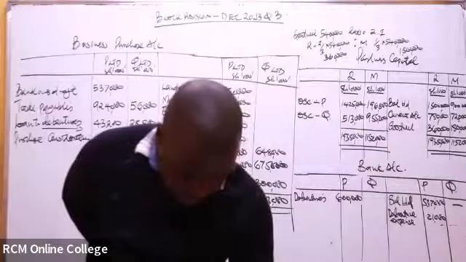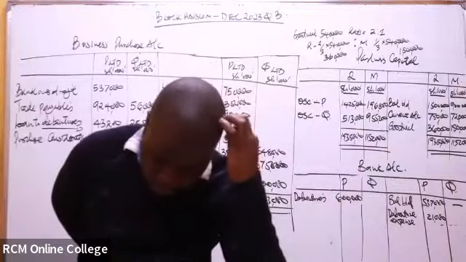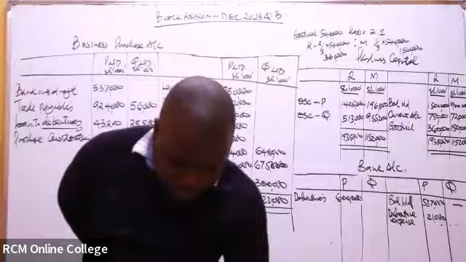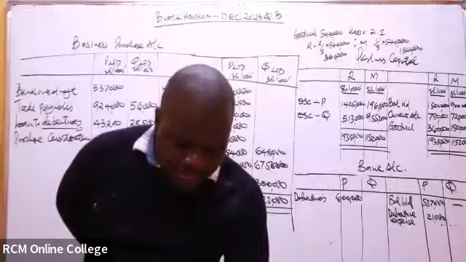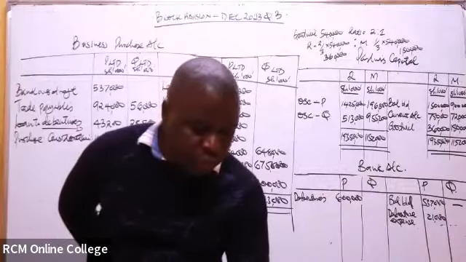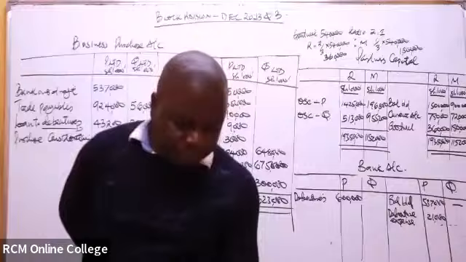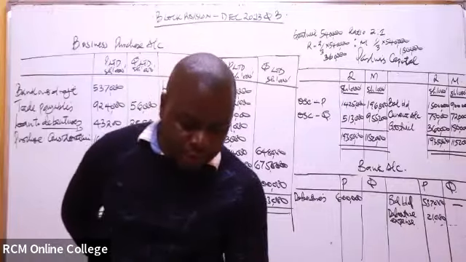P Limited and Q Limited also issued 3 million and 4.5 million fully paid ordinary shares at 20 shillings each respectively to two companies, E Limited and F Limited. So they sold off some shares and of course they got money.